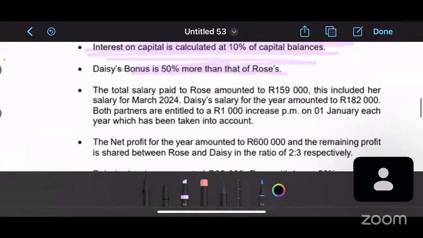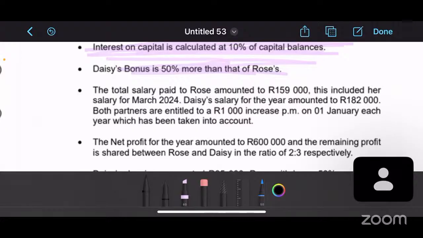So we are done with the bonus. And then let's go to the salary. They say the total salary paid to Rose amounted to 109,000. This included her salary for March 2024. Daisy's salary for the year amounted to 182,000. Both partners are entitled to an increase per month on 1 January each year, which has been taken into account.